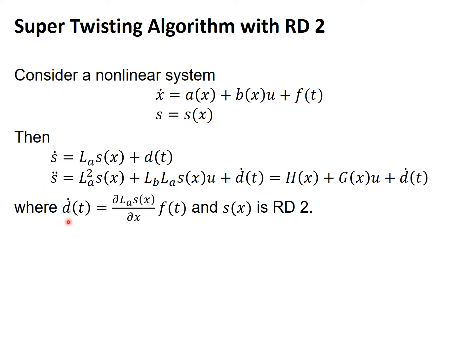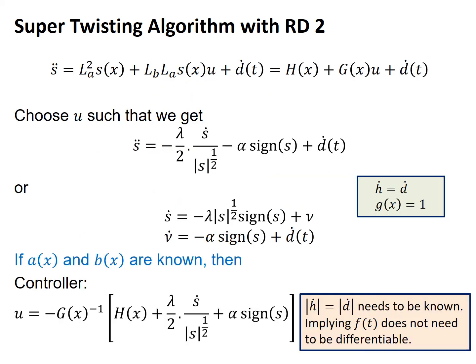And what is this D dot? This D dot is this thing. This D dot is this thing. So you can verify this. And then what would be the control action? So here we have put this equation in the top. This is the equation that we are coming out with from the system, states and the sliding variable that we have defined, the RD2 sliding variable.